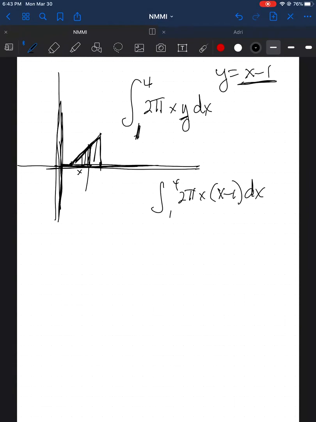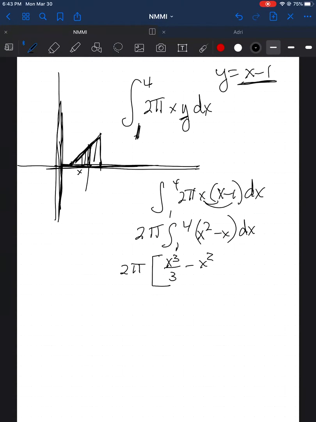Okay, so now the only constant we have is 2 pi. Integral from 1 to 4, and we're going to go ahead and multiply this out. So that gives me x squared minus x dx. So now the integral will be 2 pi, the integral of this is x cubed over 3 minus x squared over 2, and we're going to evaluate that from 1 to 4.